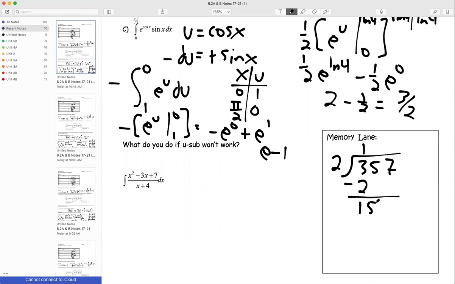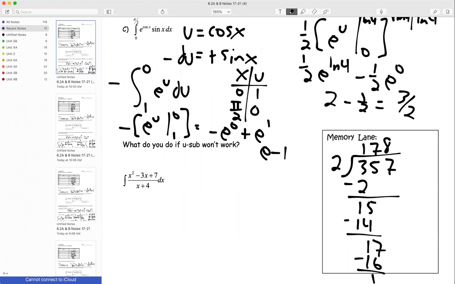And 2 goes into 15 7 times. All right, so 2 times 7 is 14, and subtract, 1. And then bring down the 7. And 2 goes into 17 8 times, and that's going to give me 16. And I got a 1. Uh-oh, remainder of 1. I got a big R, right, for the remainder.